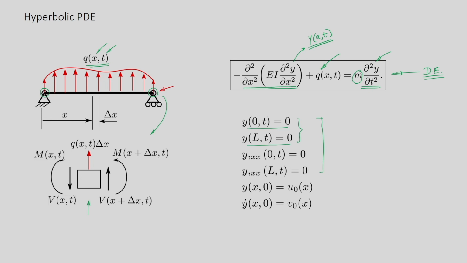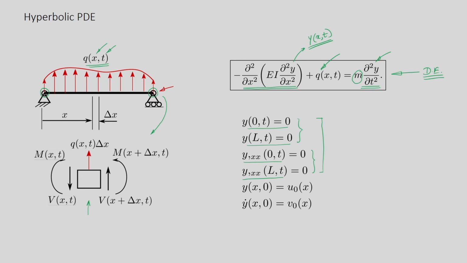Now in addition, since these two ends are pinned, we know that pinned ends cannot support moment. So from that perspective, we have written the curvature at x equal to 0 and x equal to L to be 0. So these four boundary conditions we have considered.